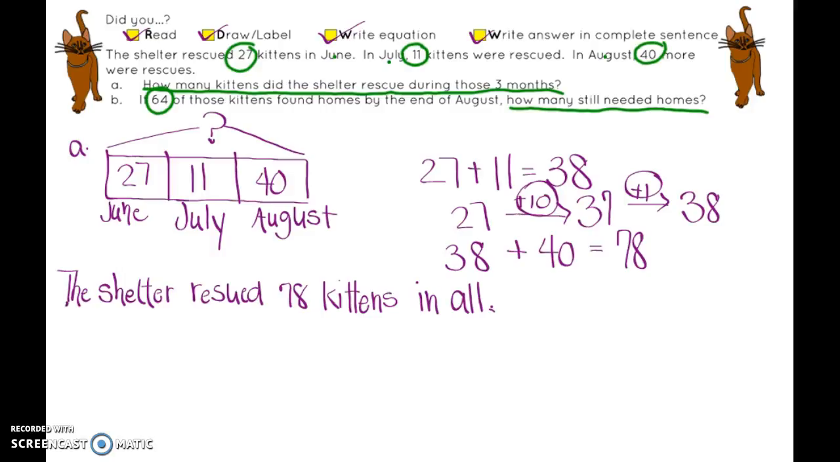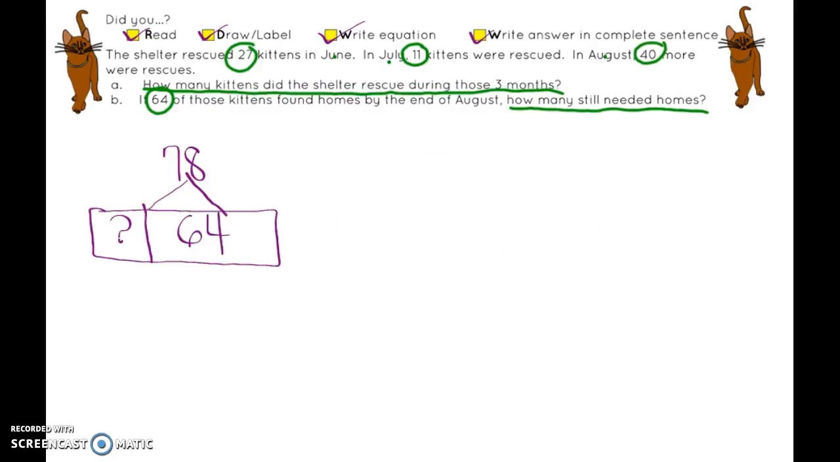Now, let's move on to part B. If 64 of those kittens found homes by the end of August, how many still needed homes? Again, to help me better understand the problem, I'm going to use the tape diagram to identify my parts and my wholes of the problem. Go ahead and set your tape diagram up, pause the video, then press play when you're ready. Alright, your tape diagram should look like mine.